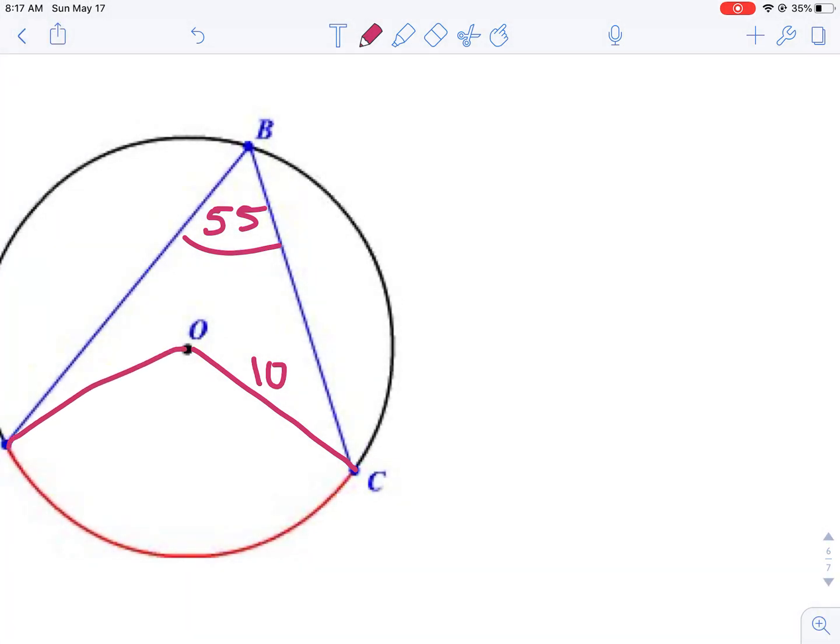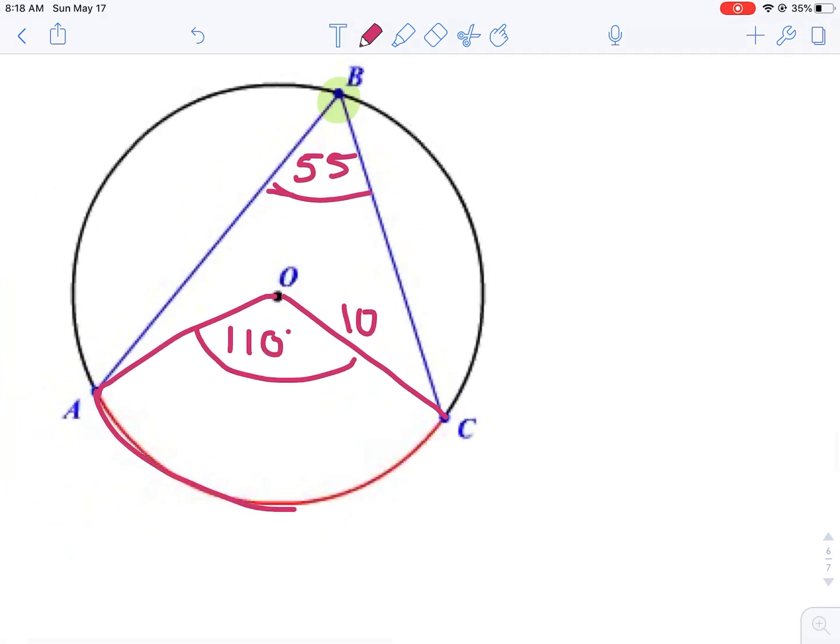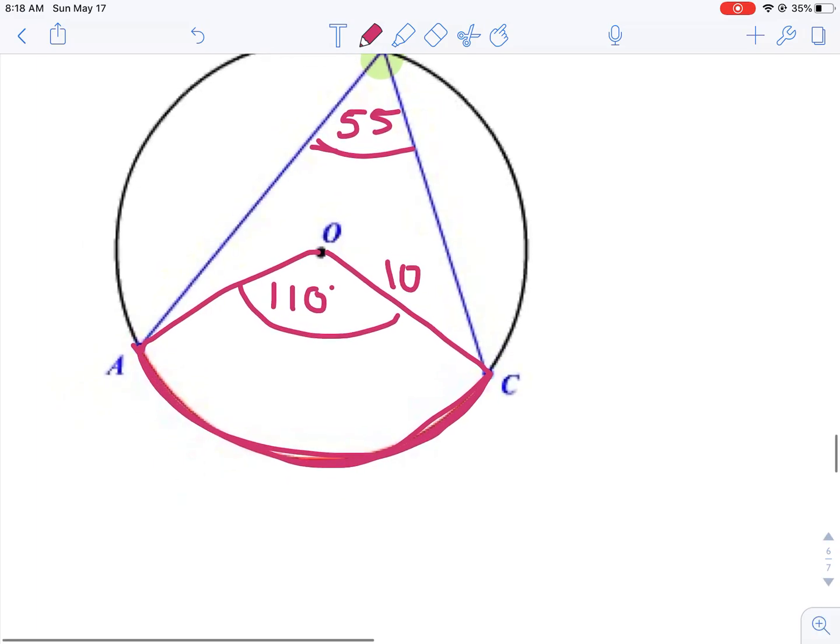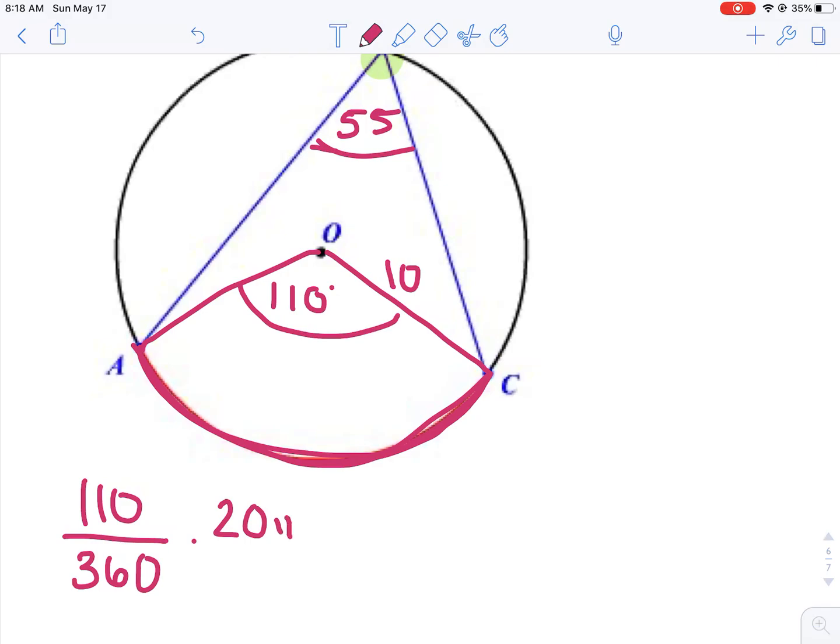But remember, friends, that my inscribed angle, so the angle on the circle, is only half as big as my central angle. So this angle is 110 degrees. And the central angle is the one that matches the arc. So this isn't 55 out of 360, it's 110 out of 360 times that 20 pi.